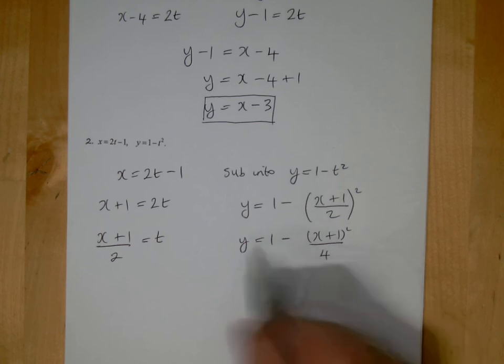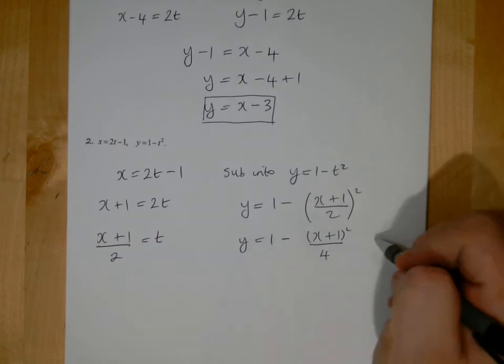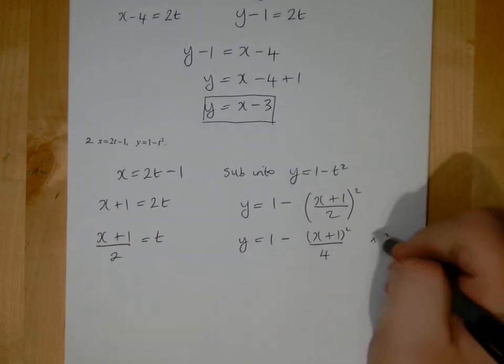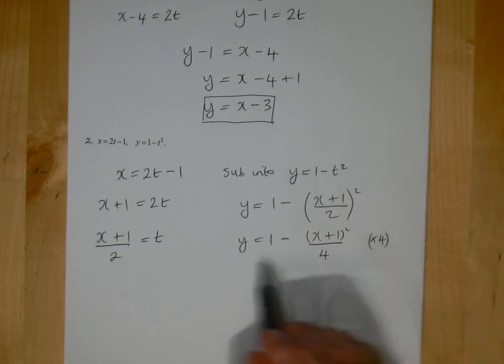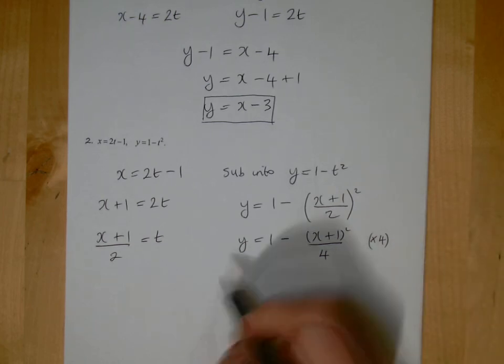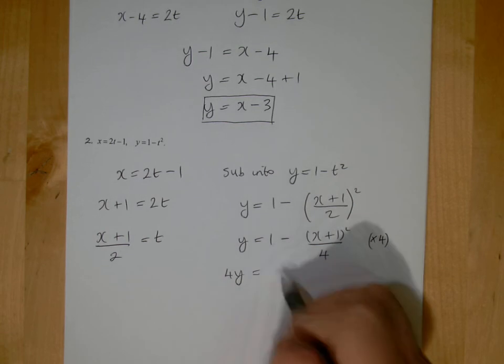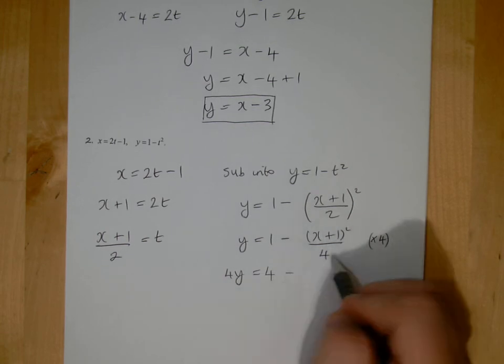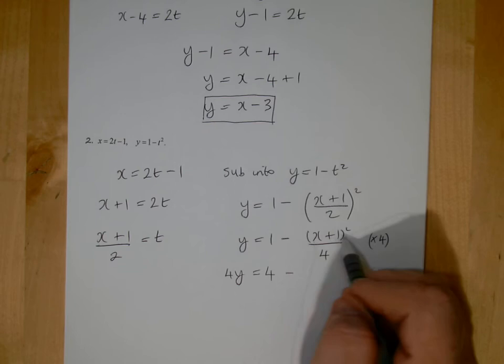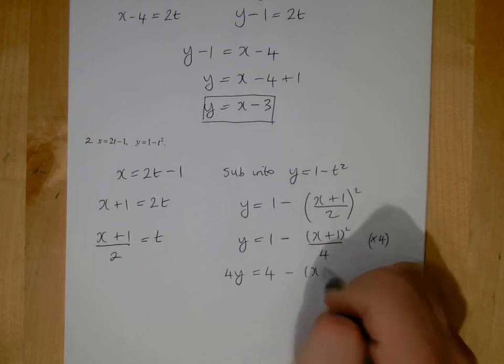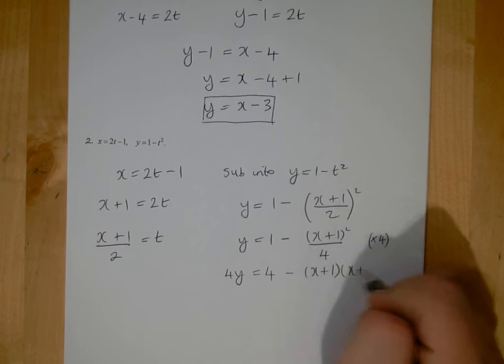What I'd perhaps be tempted to do then is to times through by 4. Okay, so if I times through by 4, I'll have times everything by 4. That'll become 4y. That'll become 4. And then you're getting rid of that 4 there. So you just have x plus 1 all squared, so I can write that as x plus 1, x plus 1.